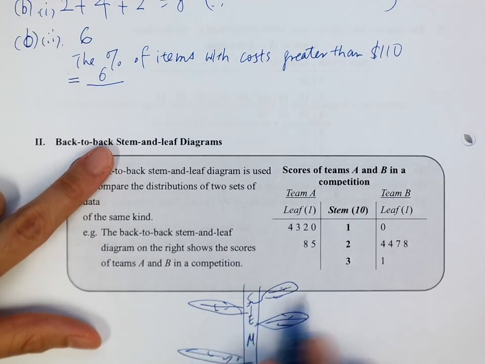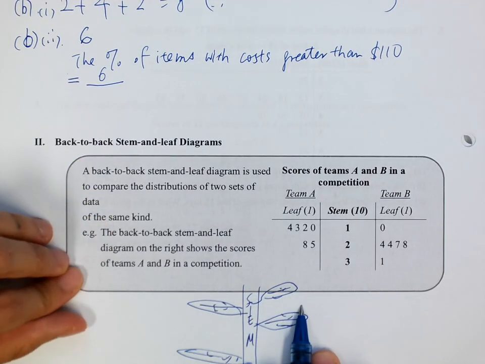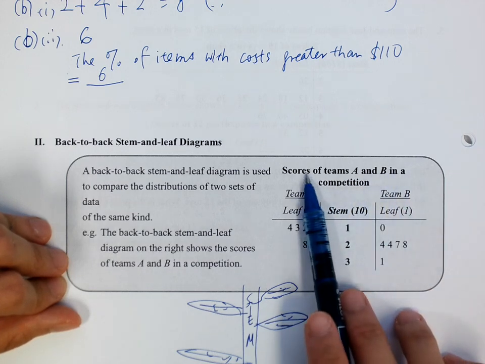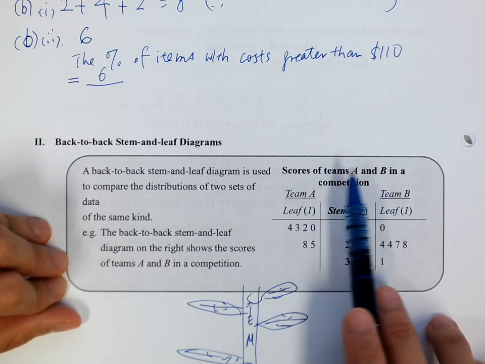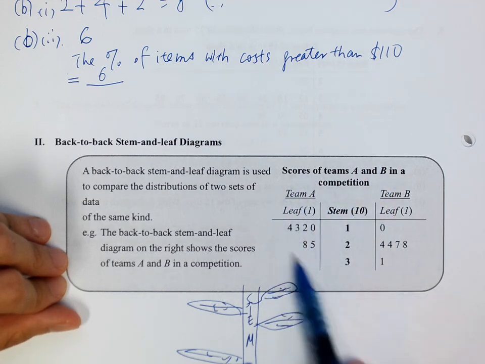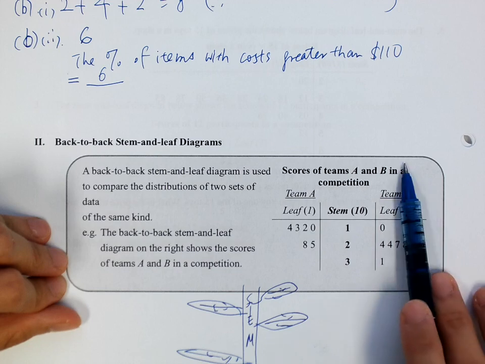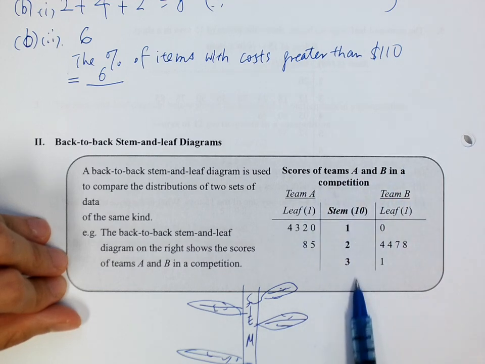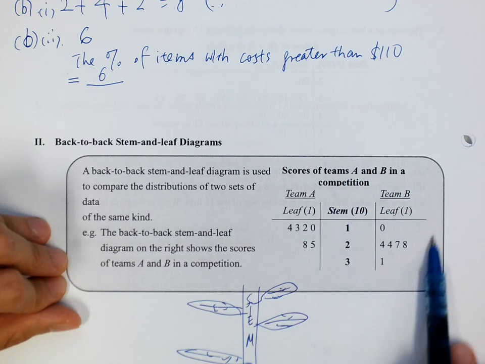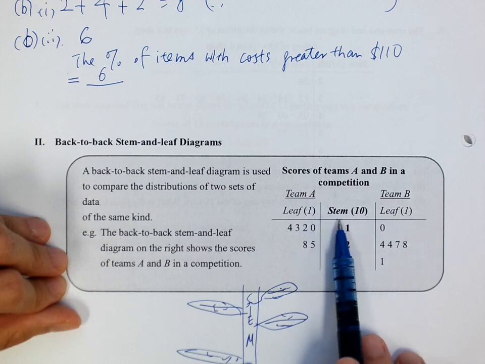When do we have such a case? When we want to do some comparison of two sets of data, for example, the scores of two different teams A and B of a competition. So this will be the data from team A, this will be the data from team B, but they share the same stem so that we can do some comparison. Okay, so for this part, I think you have no problem reading it. But how do you read this?